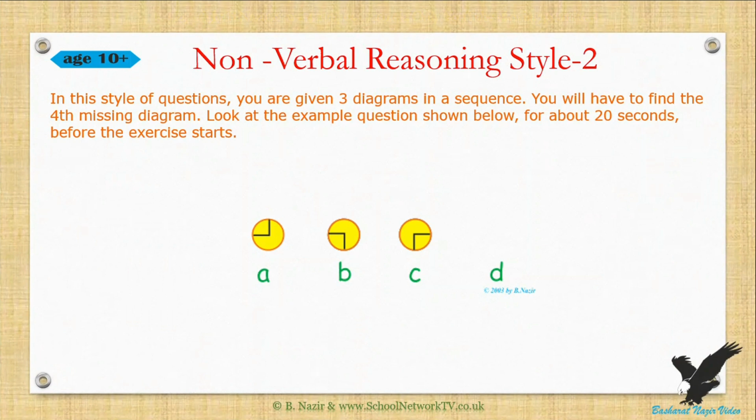Non-verbal reasoning style 2. In this style of questions, you are given three diagrams in a sequence. You will have to find the fourth missing diagram. Look at the example question shown below, for about 20 seconds, before the exercise starts.